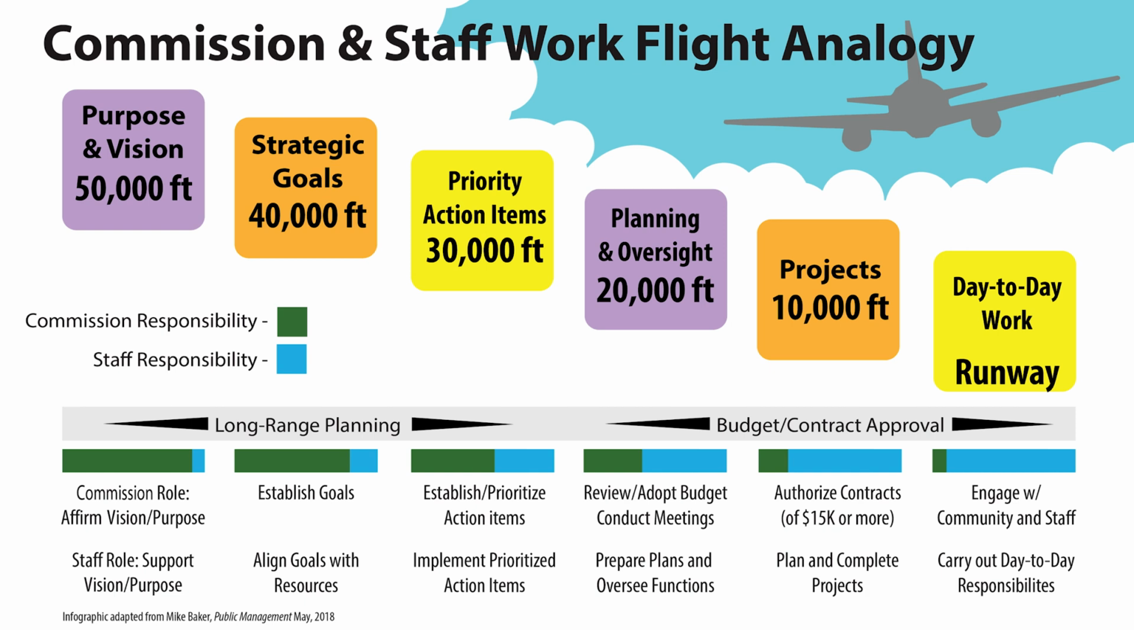So our plane is now at 50,000 feet. We're at the maximum height of our flight. And it is at this point that the City Commission's most important role takes place. And this is to define the purpose and vision of the municipal government. In other words, what is the primary purpose of the municipal government with respect to the community, and what is the vision that it aims to aspire to?